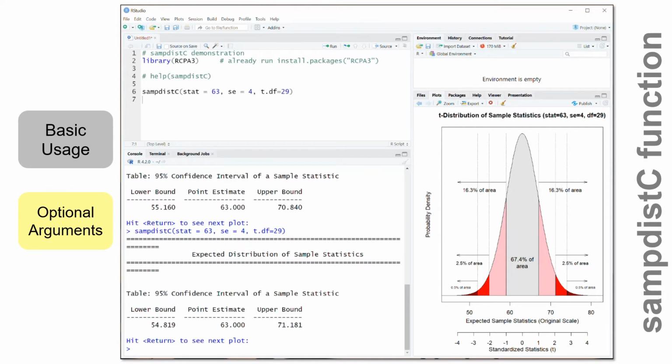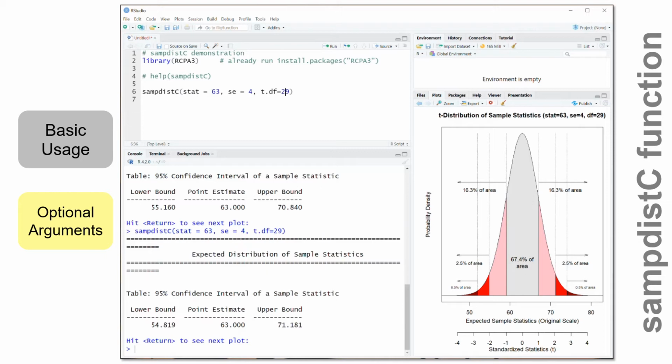So the mass of the distribution is fanning out a bit. The tails on the left side and the right side are going to be a little bit heavier. And you can see that with the 95% confidence interval based on the t-distribution with 29 degrees of freedom. The lower bound is 54.819 compared to 55.160 with the normal distribution. And the upper bound is a bit higher, 71.181 compared to 70.840 with the normal distribution.